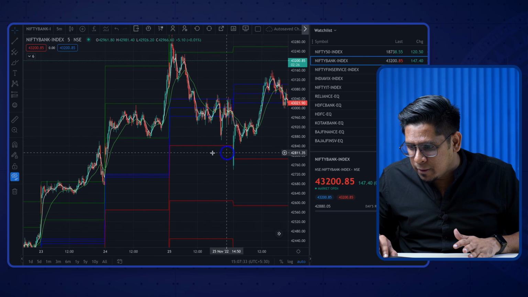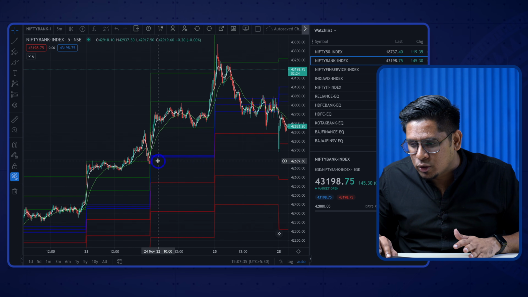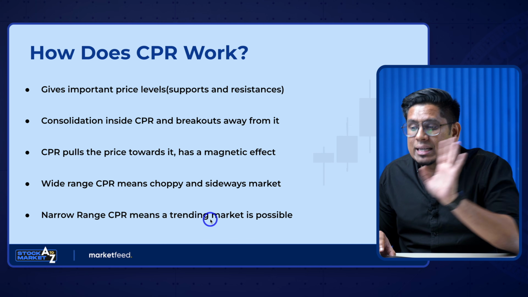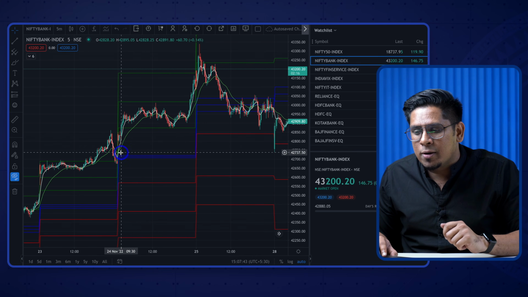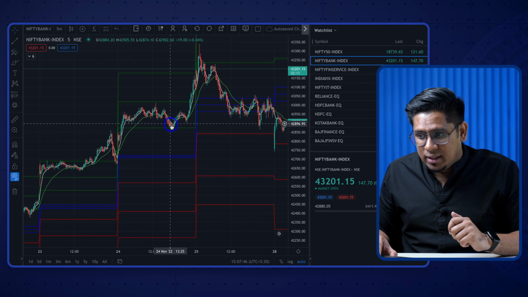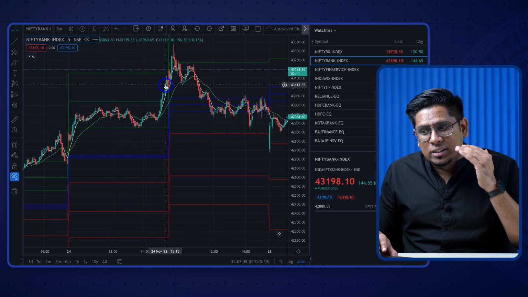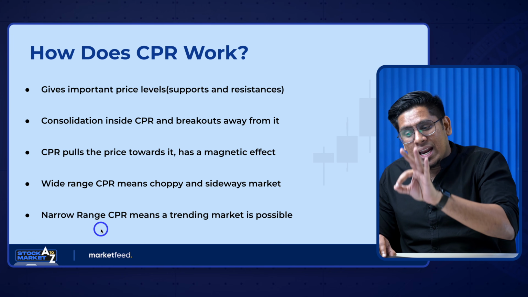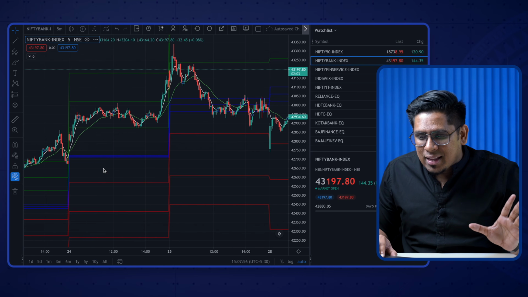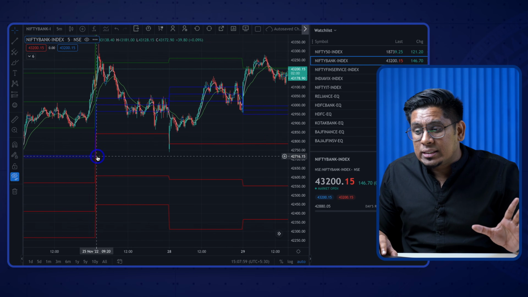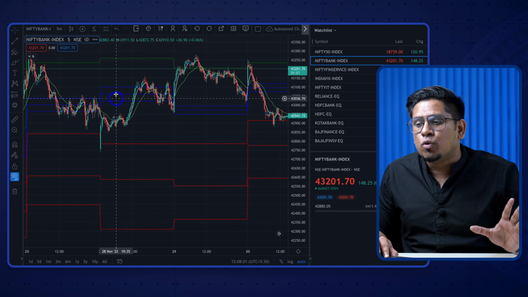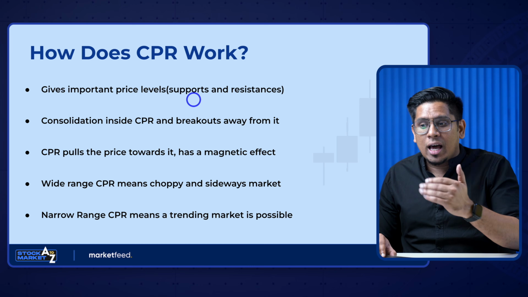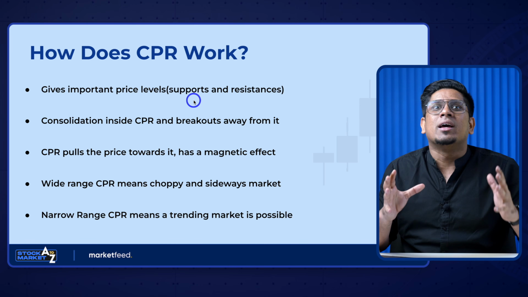Here, this day looks like a narrow CPR, correct? It's very narrow. The three lines are very close to each other. And narrow CPR means a trending market is possible. What happened on that day? Market opened, went up, stayed there, and towards the end the trend continued. It just moved up and up and up. Again, it's a high probability thing that if it is a narrow range CPR, a trending market is possible. And if it's a very wide range CPR, then it would be a sideways and choppy market, as you can even see today. Cool. So that is how CPR works, or how you can put CPR to work.